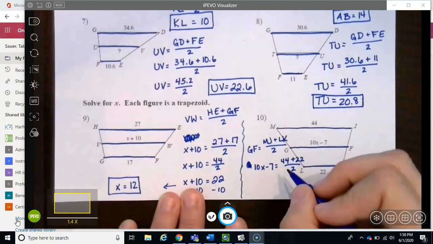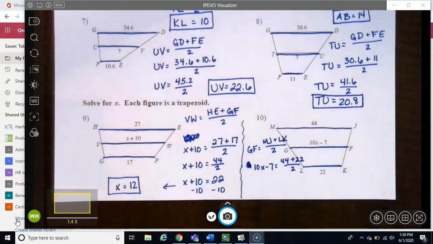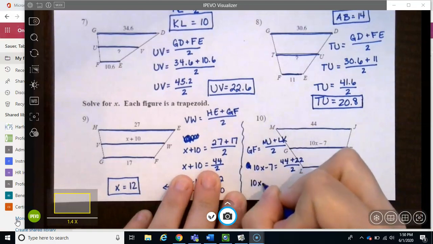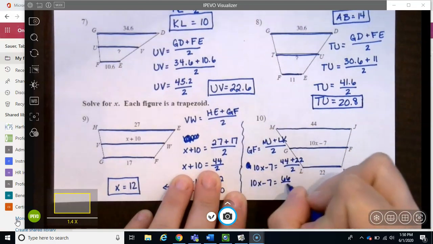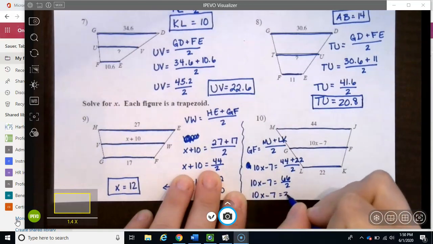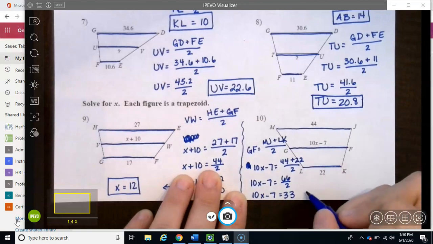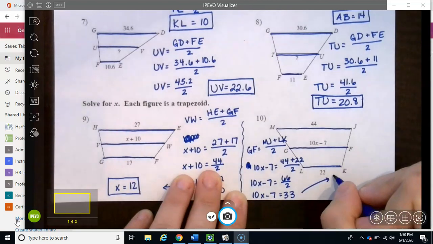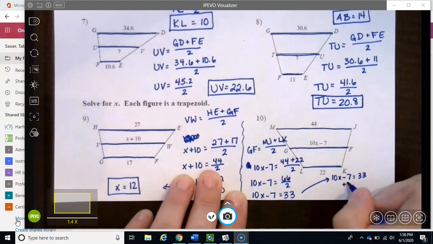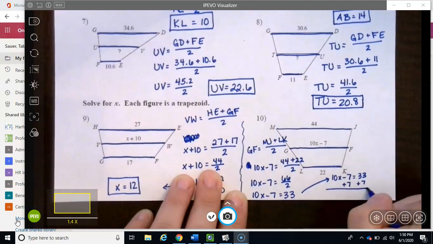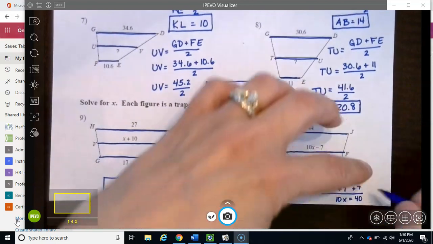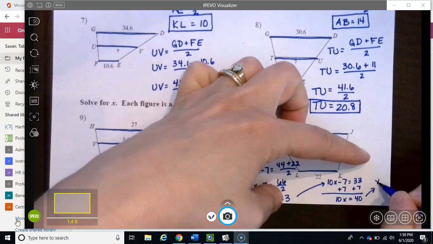And we just simplify what's on the right, and then we'll work on getting x by itself. So 44 plus 22 gives me 66. 66 divided by 2 gives me 33. So we're left with 10x minus 7 equals 33. Add 7 to both sides. You get 10x is equal to 40. Divide both sides by 10, and you get x equals 4.